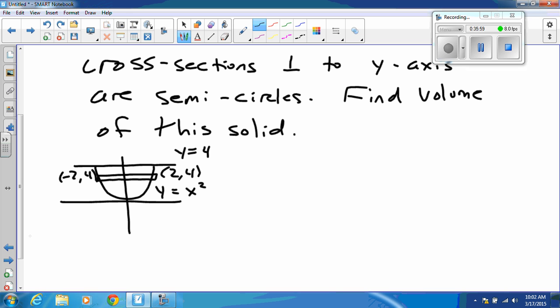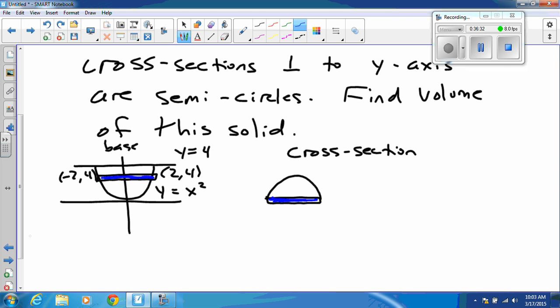So in working these problems, I'm always going to have the cross-section and the base sketched out, just like that. And for reference here, I'm going to color these so that it's clear that those are the same. Okay.